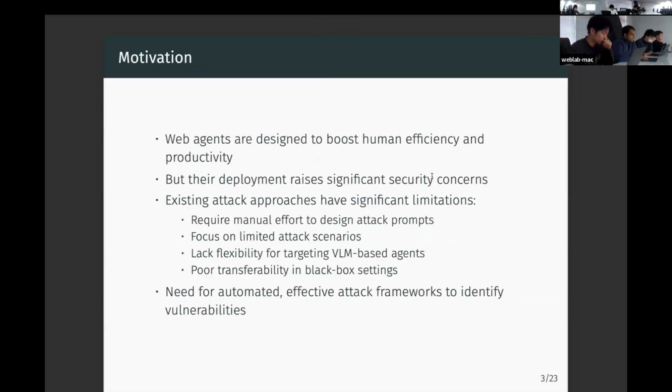Motivation. Web agents are basically designed to boost human efficiency and productivity, but their deployment raises significant security concerns. Existing attack approaches have significant limitations, which require manual effort to design attack prompts. They always focus on limited attack scenarios, and they lack the flexibility required for VLM-based agents. Particularly, they have very poor transferability in black box settings. That is, one attack which might work on GPT might not work for Gemini. There's a need for an automated, effective attack framework to identify vulnerabilities.